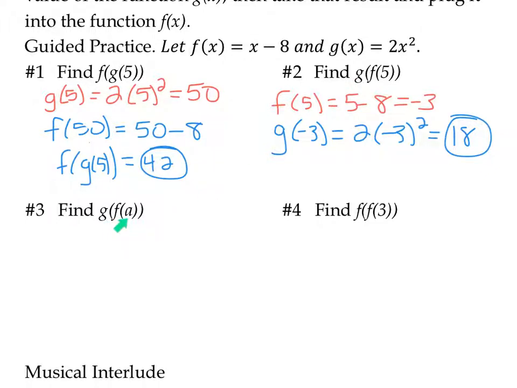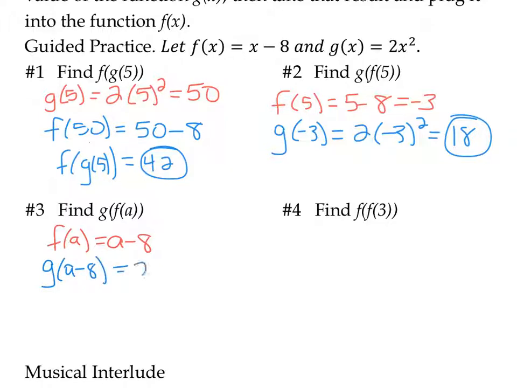Here we're not plugging in a numeric value, we're going to plug an a into that f function. So we're taking an a and we're going to plug it in here where the x is. Just like when we did g of 5, we took a 5 and plugged it in for the x. F of 5, we took a 5 and plugged it in for the x. Now we're going to take this a and plug it in for the x. So we're going to have f of a is equal to a minus 8, which means now we're going to do g of a minus 8.